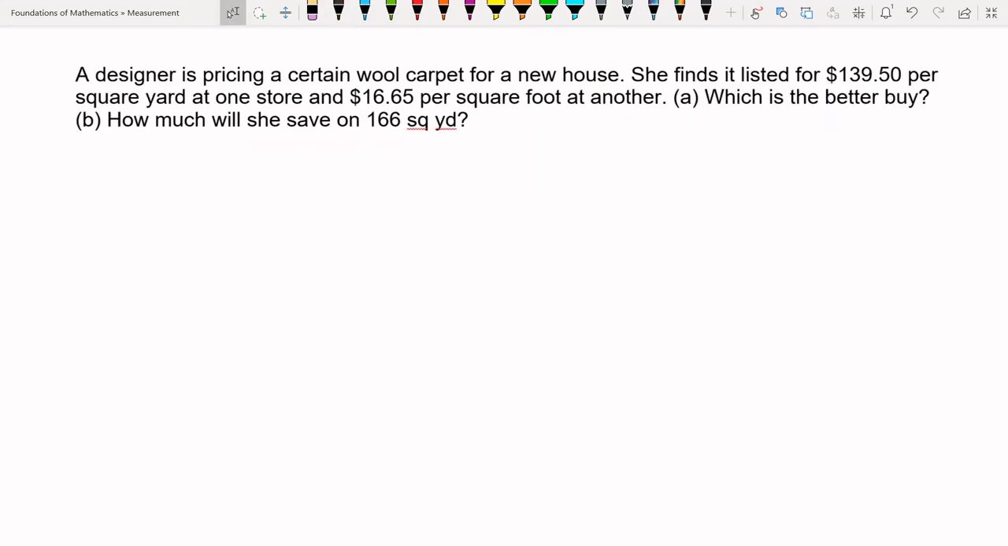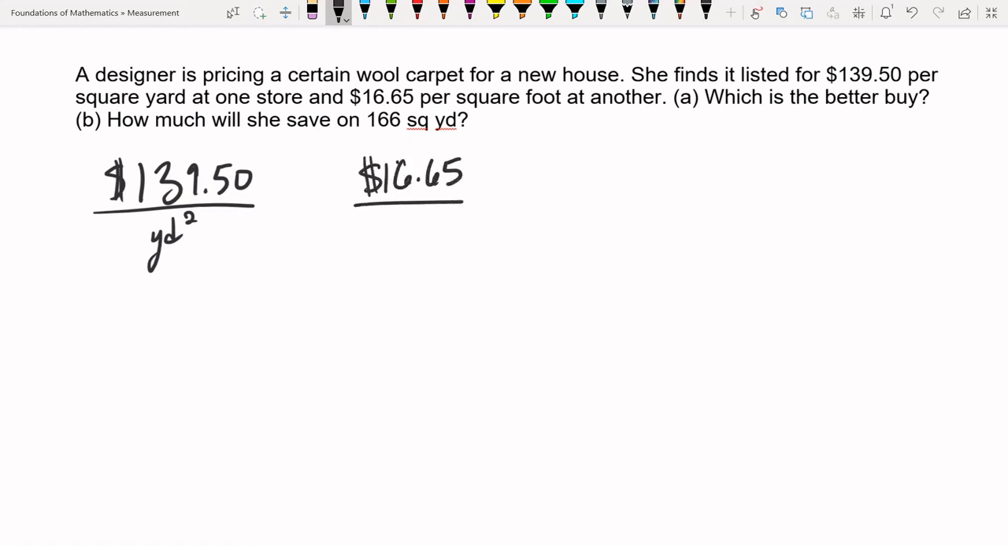Okay, here we have a designer that's pricing wool carpet. She finds $139.50 per square yard. I'm going to write that as yard squared at one store, and $16.65 per square foot or foot squared. Which is the better buy? That's the first question. So you can see that we can't directly compare these two because they're not in the same units. We can either convert yard squared to feet squared or feet squared to yard squared, whichever you want.